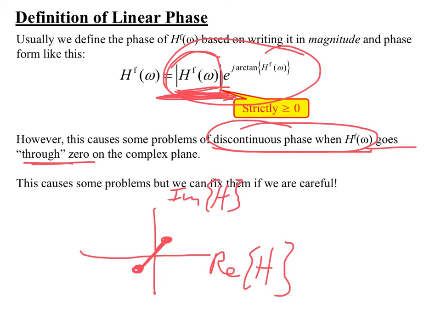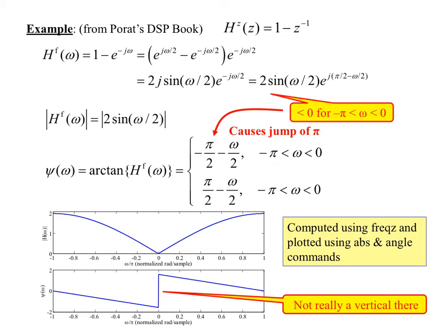So given that discussion, here's an example of one such function that has this discontinuity in it. So very simple filter here. H of z is just equal to 1 minus z to the minus 1. So this is a simple two-tap FIR filter, and I'm drawing this example from Proakis's DSP book.